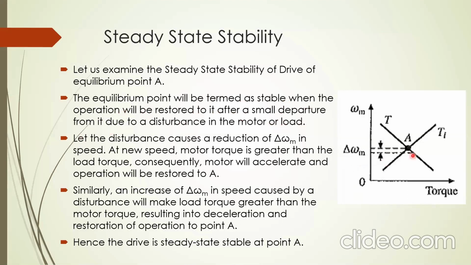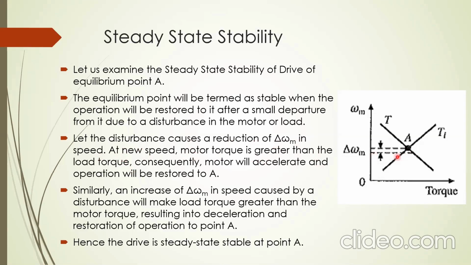Okay, the original speed is omega m. Because of some disturbance by delta omega m, the speed is decreased, and these two are the new operating values of the load torque and the motor torque. Let the disturbance cause a reduction of delta omega m in speed. At the new speed, motor torque is greater than the load torque.